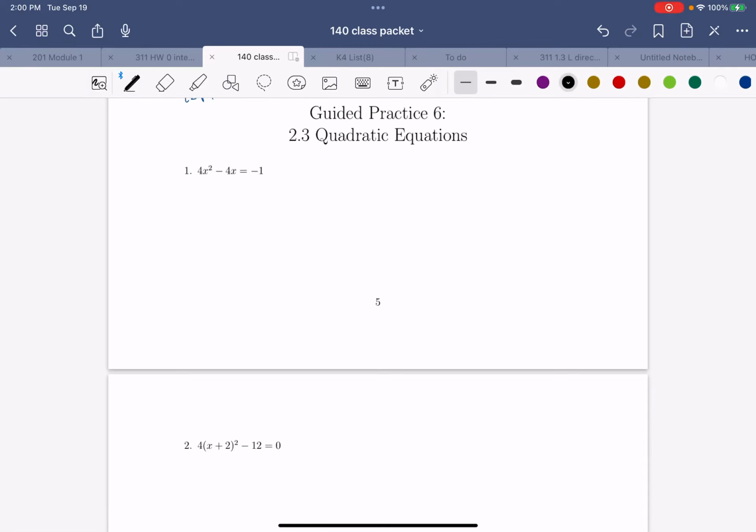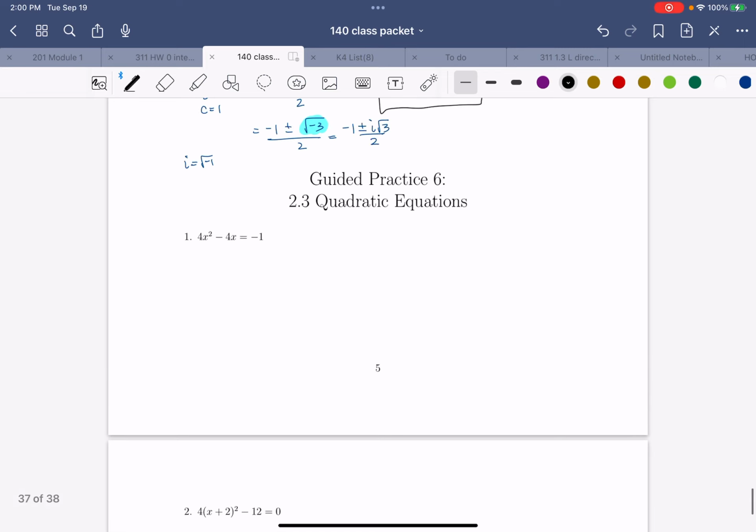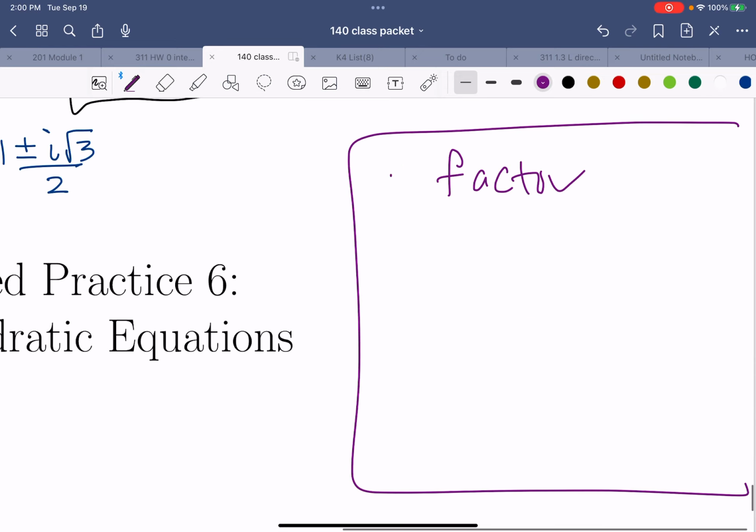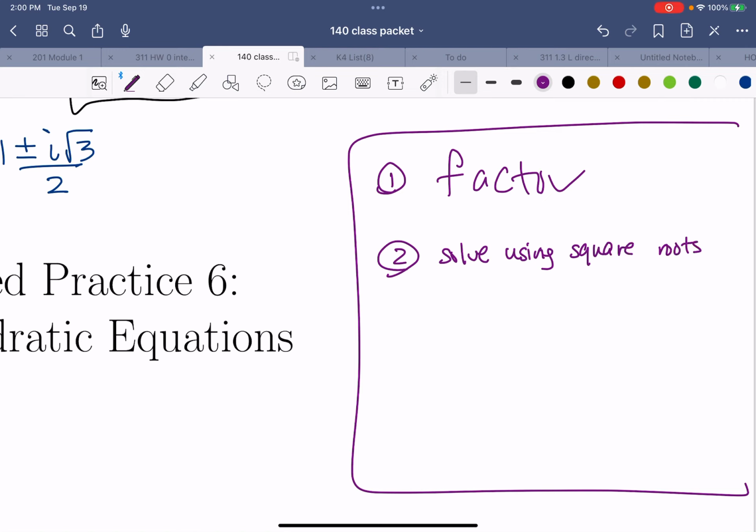We're in section 2.3 on quadratic equations. So remember that we've got a few strategies here to work from. We can factor. We can solve using square roots. We can use complete the square. And we can use the quadratic formula.